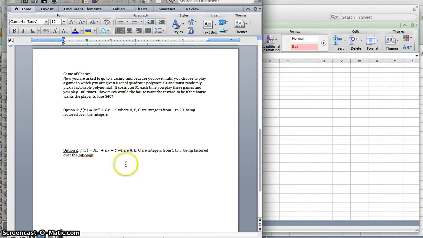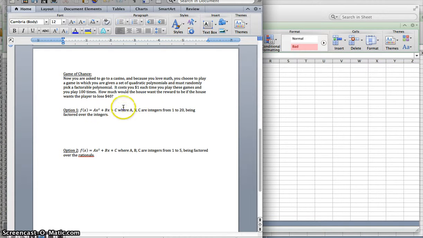Once we get through that, we're going to have this game of chance. So we're going to ask the students to go to a casino, and they're going to play this game where they choose from a list of polynomials, and they want to pick the ones that are factorable. And it costs them $1 each time that they play, and they're going to play it 100 times. And we want to know how much the house would want the reward to be if the house wants the player to lose $40 if they play 100 times total.